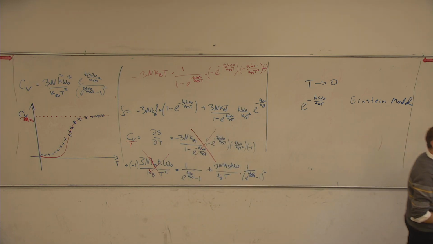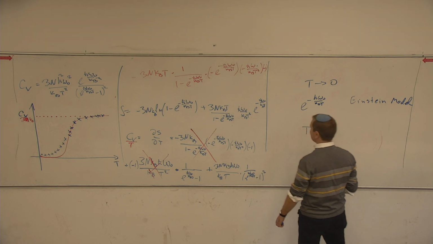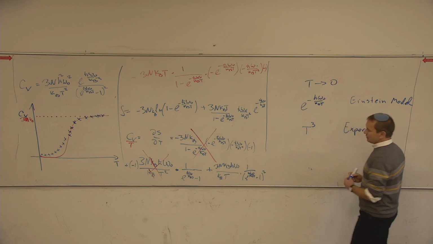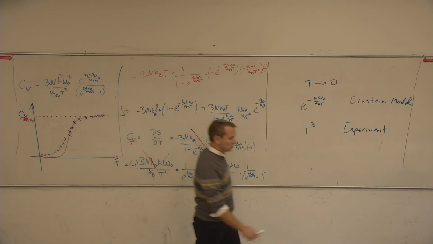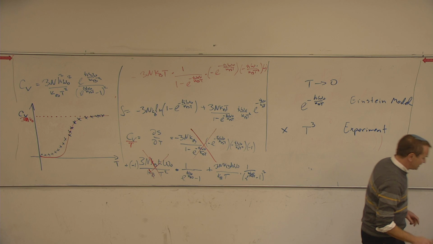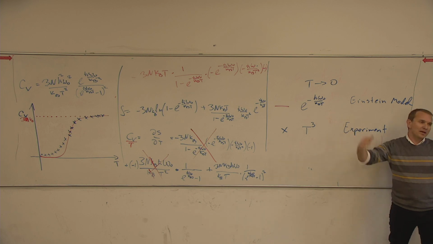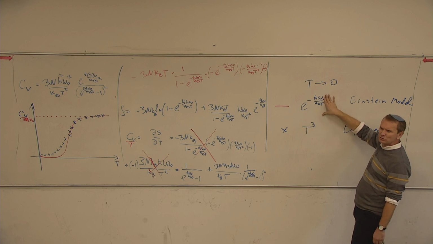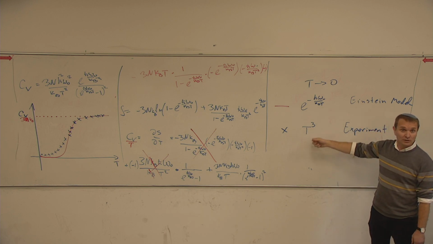They looked at the experimental points and they discovered that it's proportional to T to the third. This is experiment, those crosses over here in the region of small temperatures, and this is Einstein. This is a huge difference, a tremendous functional difference. This is an exponential decay, extremely fast. You cannot imagine anything that decays faster than this. And this is a power-law decay, which is actually slow.